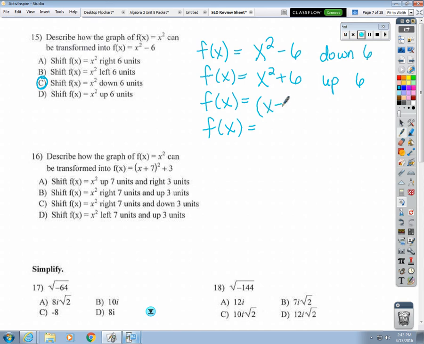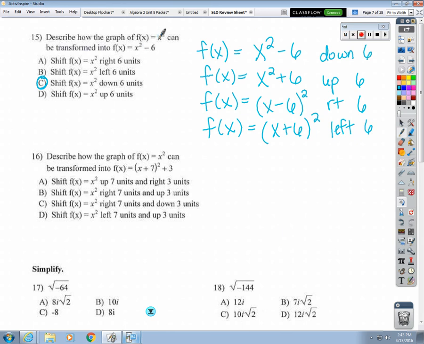If suddenly the 6 is on the inside of the parentheses with the x, that shifts it left and right. And it's the opposite of what you would think. Minus is actually right 6, and plus is actually left 6. Okay?